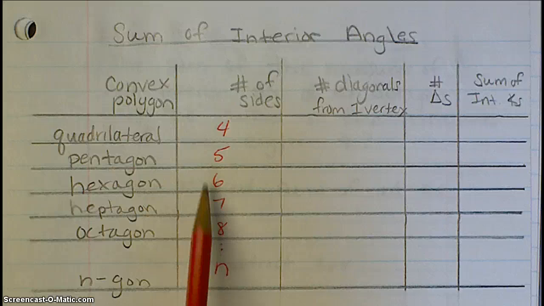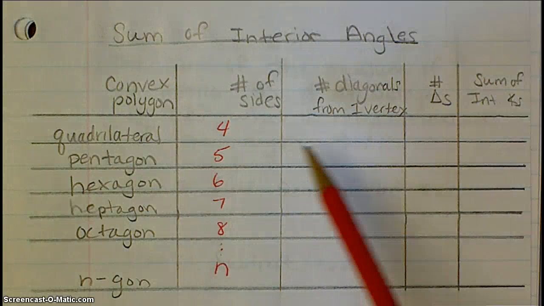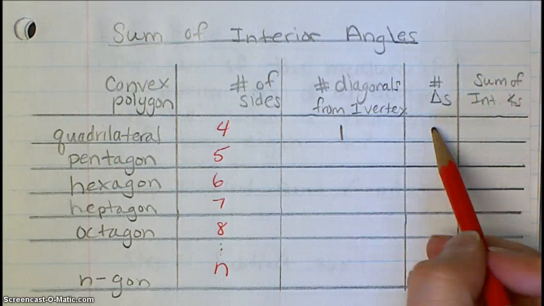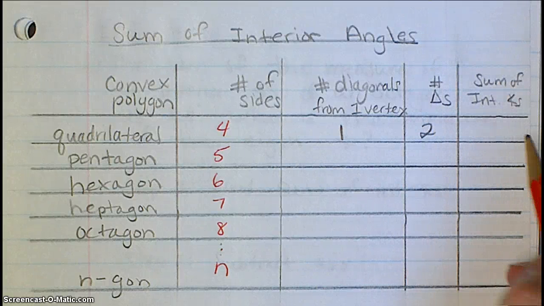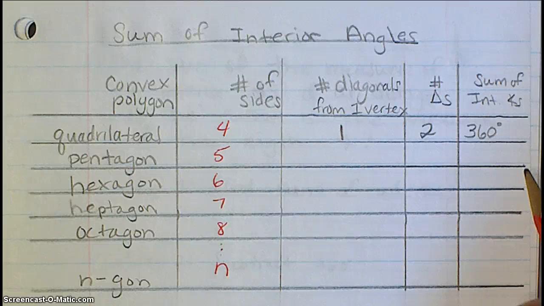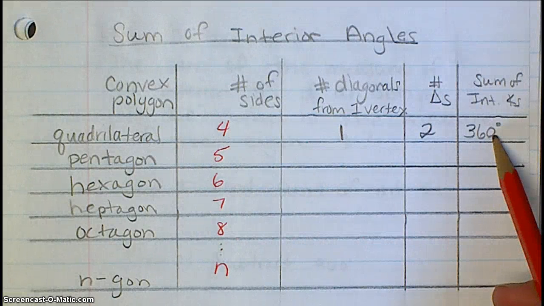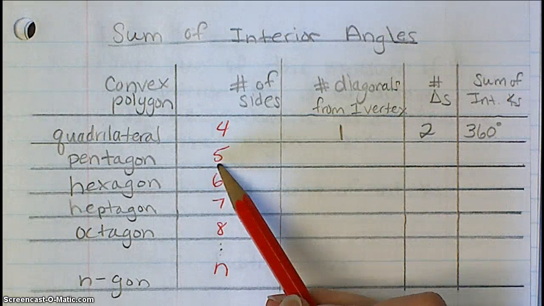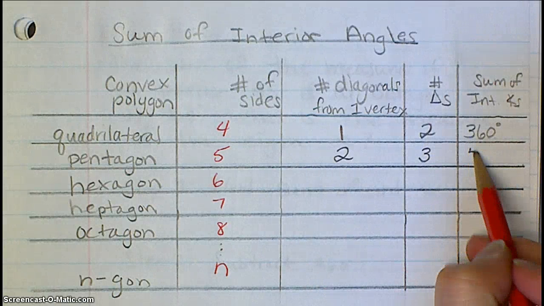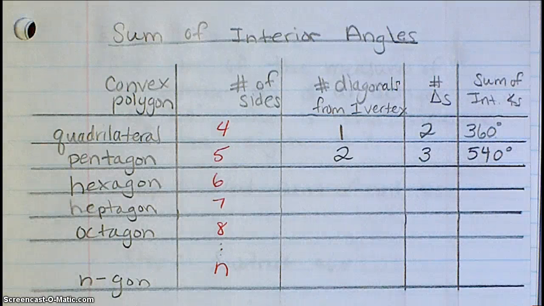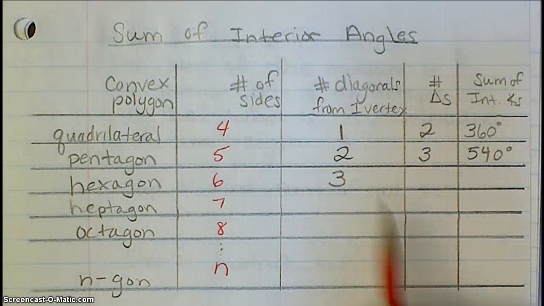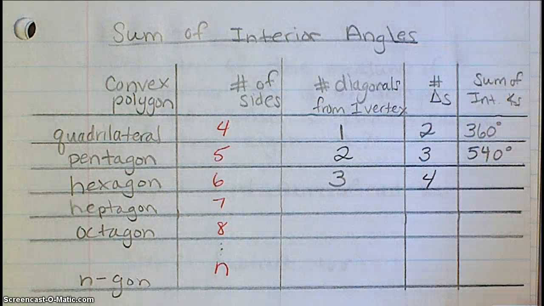Okay, so first of all, we know the number of sides based off the name of the polygon. Now we're going to go one at a time. So a quadrilateral, we know it's got one diagonal from one vertex, and we were able to create two triangles from that one diagonal, right? Each triangle has 180 degrees, so that is how we know that the total sum of interior angles for a quad is 360 degrees. Okay, we also just did this little investigation for a pentagon. Remember, we made two diagonals, which made three triangles, and that's how we got a total of 540 degrees inside of that pentagon. Okay, we also did it for a hexagon, three diagonals that formed four triangles.